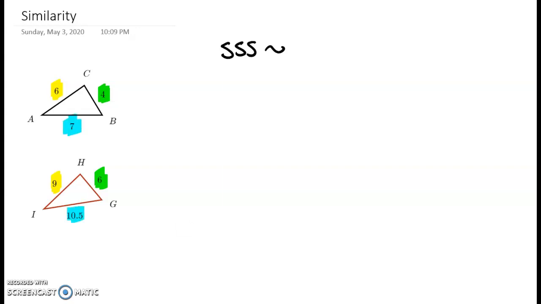These are the largest. So first create a ratio comparing the two small sides, then the two medium sides, and finally the largest sides.